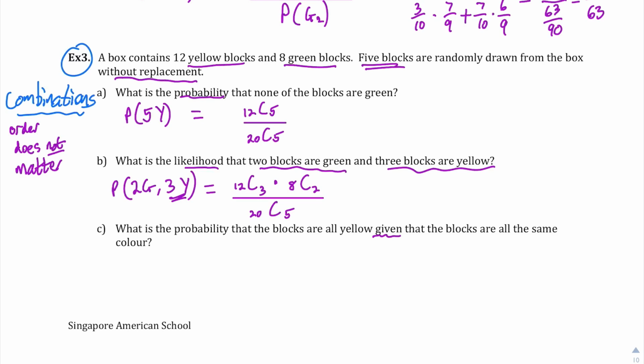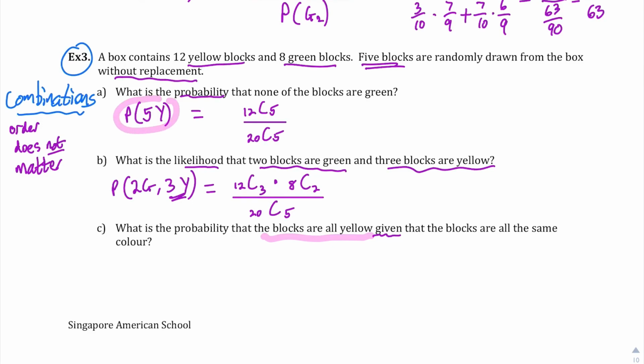Given that all of the blocks are the same color, what is the probability that all of the blocks are yellow? Always pay attention in these questions. All of the blocks are yellow is in fact the answer to part A, and so we already have part of the solution. Essentially what we need to do is find the probability of 5 yellow given that they were the same color.